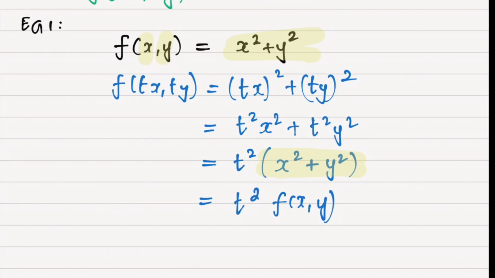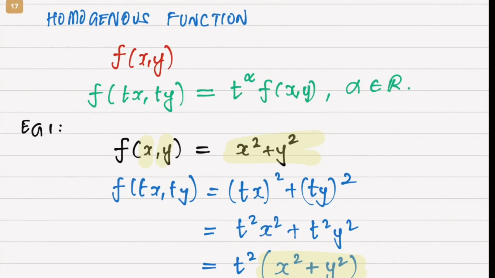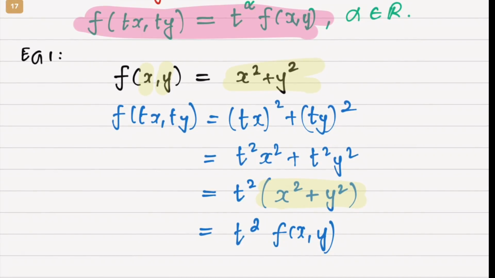So here you see this function satisfies the definition of a homogeneous function, because I have something like that. To be more precise, we can say that alpha happens to be 2. That shows that the function f of x comma y equals x squared plus y squared is a homogeneous function.